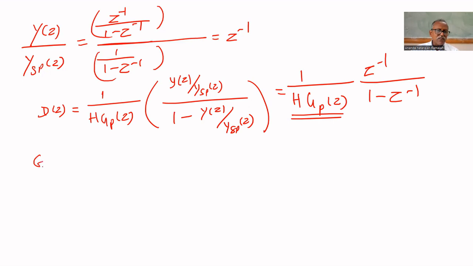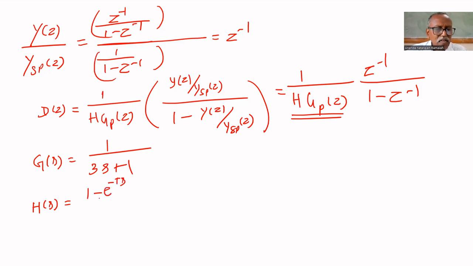Let us assume that g of s equal to 1 by 3s plus 1. This is g of s. What is the hold circuit? Transfer function of hold circuit is h of s equal to 1 minus e power minus ts upon s. T equal to 1, sampling period equal to 1. Therefore, 1 minus e power minus s upon s.